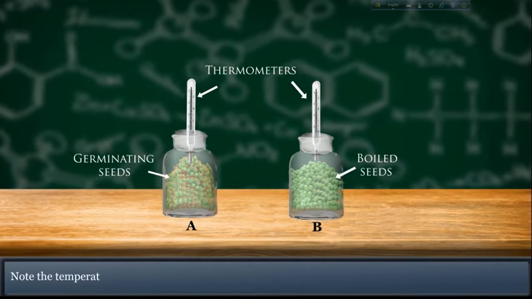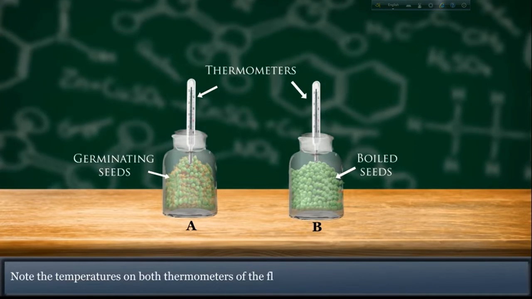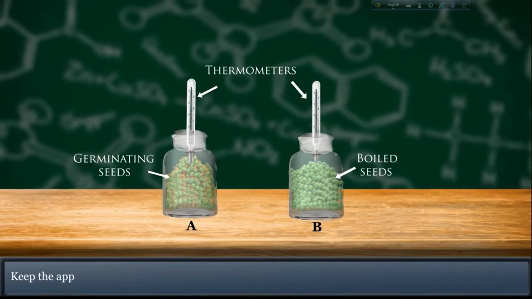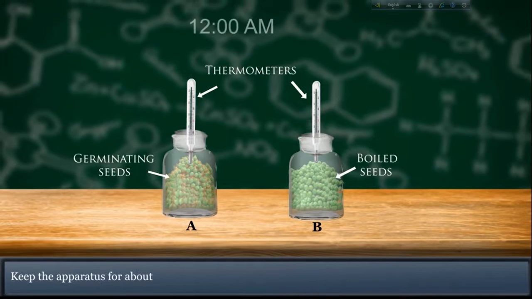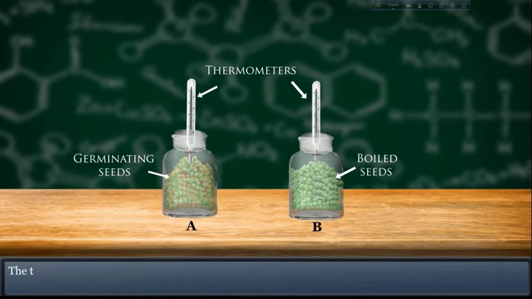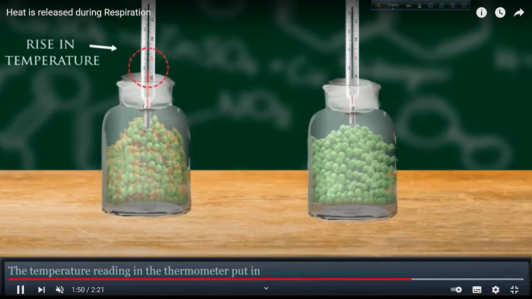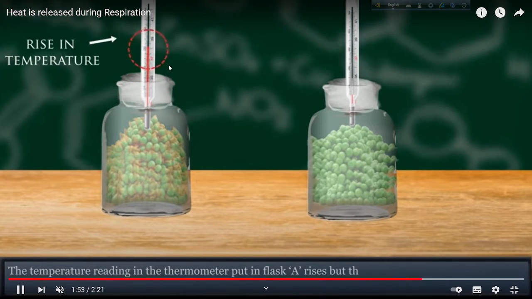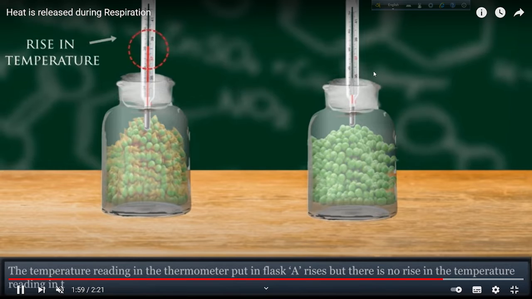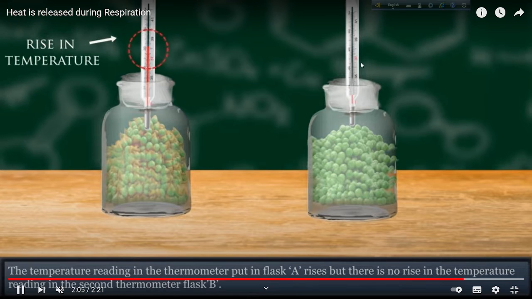Now, what happened? Remember the temperature on both thermometers of the flask, and we will note the level of the thermometer placed in the thermoflask with germinating gram seeds and the boiled gram seeds. The temperature reading after some hours: the mercury level of the thermometer in flask A rises, but there is no rise in the temperature reading in the second thermometer, that means in the boiled seeds flask number B.